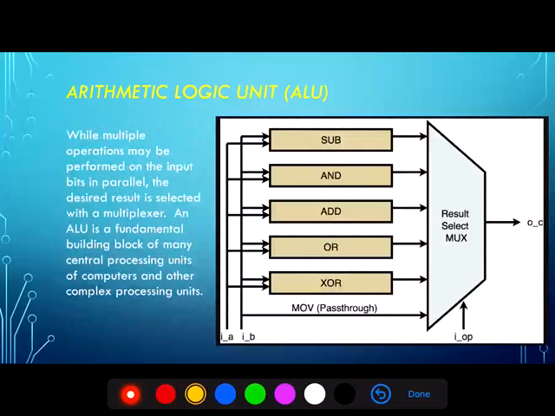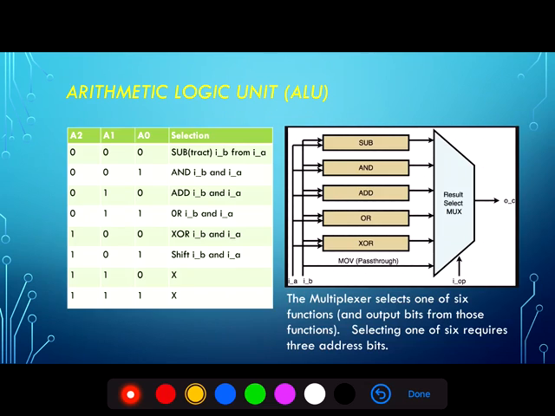This is a block diagram of a simple ALU in which we are choosing from multiple functions: subtraction or addition, and then some basic logic functions, AND, OR, XOR, or pass through, where we just buffer the input bits to the output and transfer them on their way. The selection of these functions is done using something called a multiplexer, which selects one of many to send to the output.